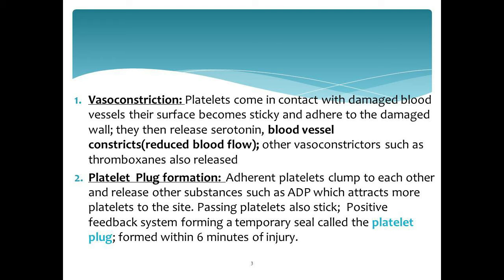Platelet plug formation. Adherent platelets clump to each other and release other substances such as ADP, which attracts more platelets to the site. Passing platelets also stick. This positive feedback system forms a temporary seal called the platelet plug, formed within 6 minutes of injury.